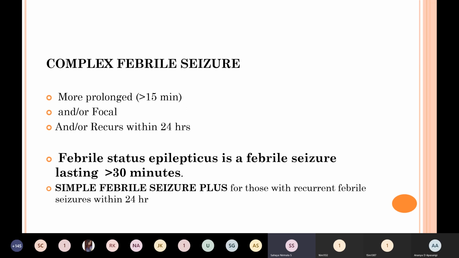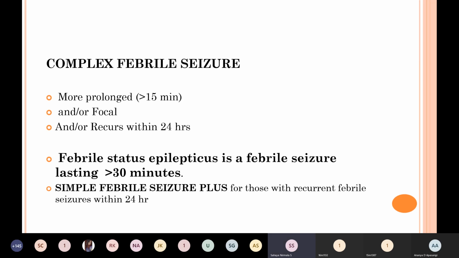Whereas complex febrile, as the name tells, is more prolonged. It is more than 15 minutes. It can be focal and/or recur within 24 hours. So if it is a febrile seizure and focal, then we say it is a focal complex febrile seizure. If the seizure duration is more than 15 minutes, even though it is a generalized tonic-clonic, then again we say it is a complex febrile seizure. And within 24 hours, if the child has a recurrent febrile seizure, again we say it is a complex febrile seizure. So what you need to understand is not all three should be there to say complex. If any one is there, we will label it as complex febrile seizure.